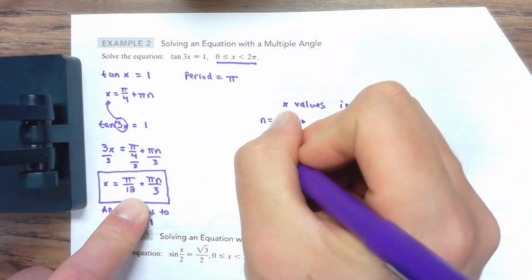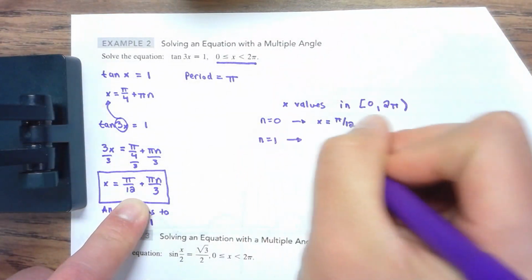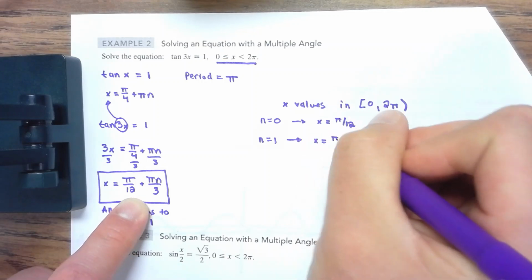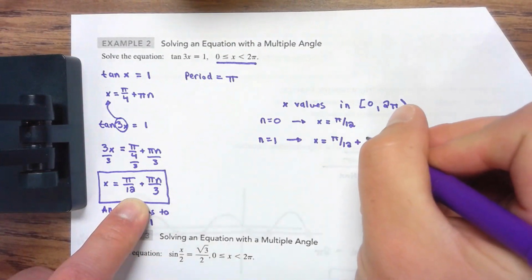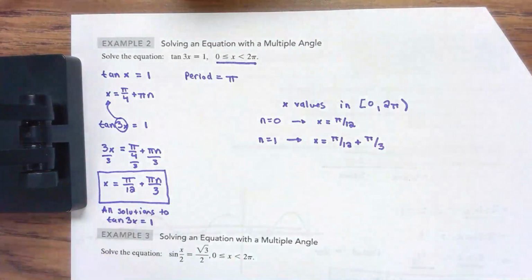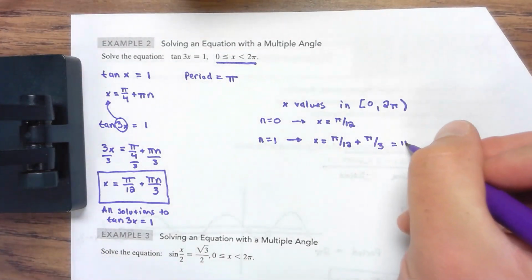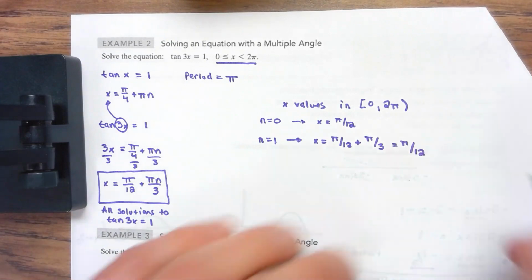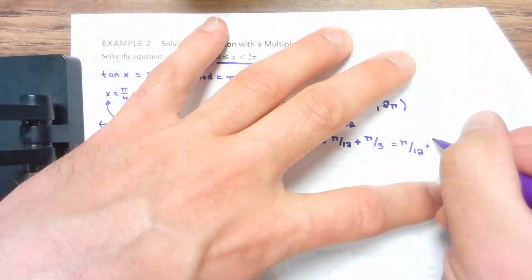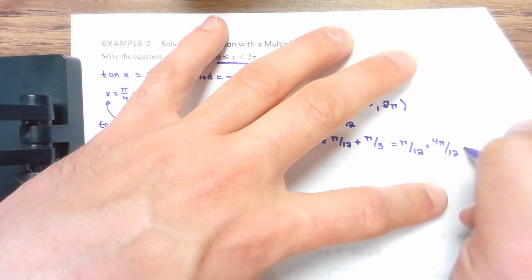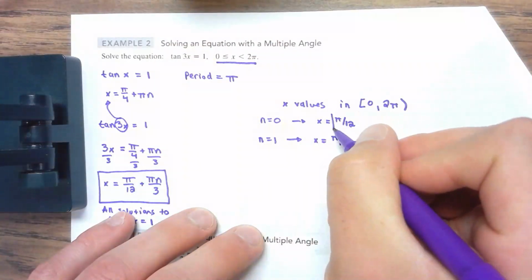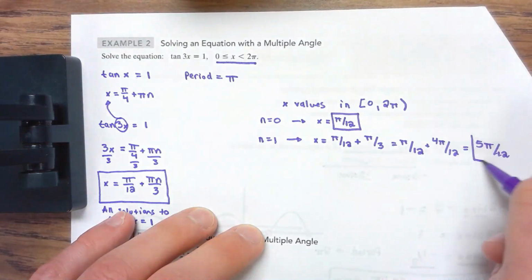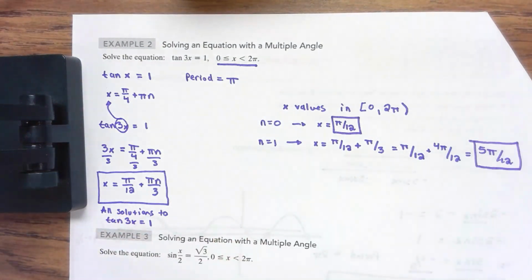And then we're going to plug in n equals 1. So that makes this pi over 12 plus pi times 1 divided by 3, so plus pi divided by 3. And that needs simplifying. So that is pi over 12 plus, I need a common denominator, 4 pi over 12, which makes this 5 pi over 12. So that's another angle between 0 and 2 pi that makes this equation true.